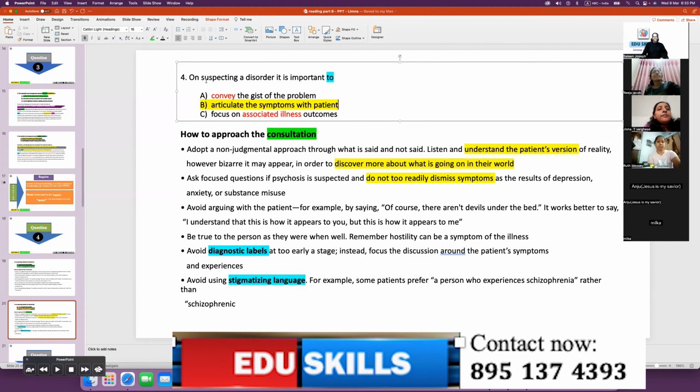Now you see, on suspecting a disorder, it is important to convey the gist of the problem. Convey. Focus on associated illness outcomes. From general knowledge, you said it cannot be the answer. Okay. So you need not search so long. This is the gist-based answer. If you find focus the discussion around the patient's symptoms, definitely it is there. Articulate the symptoms with the patient. Not only there, everywhere. Do not dismiss, or discover more about what is going on in the world. Understand the patient's version of reality. Means all these are symptoms. They are synonymous expressions of symptoms.